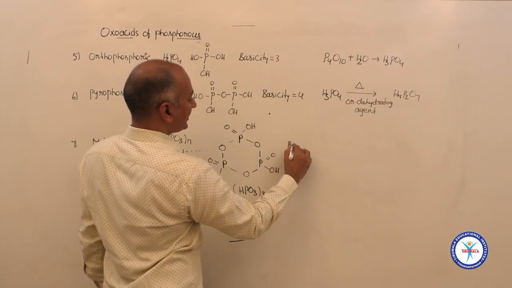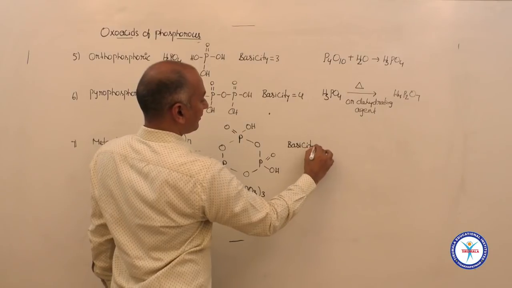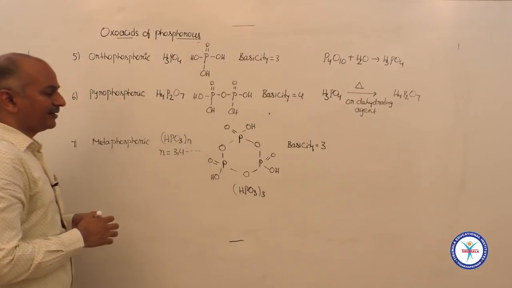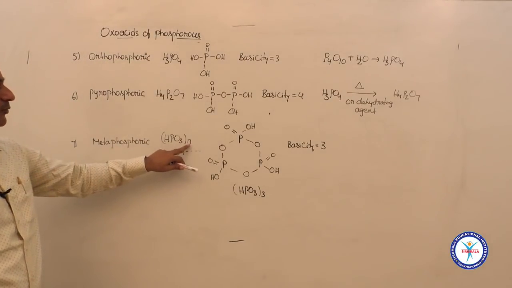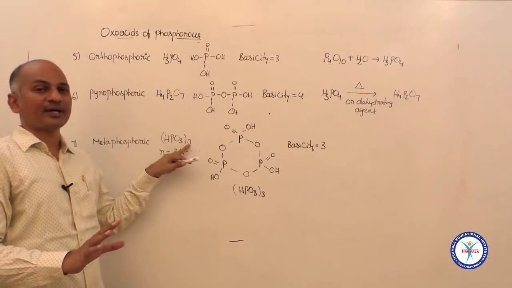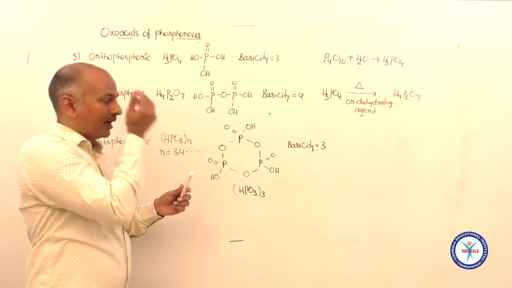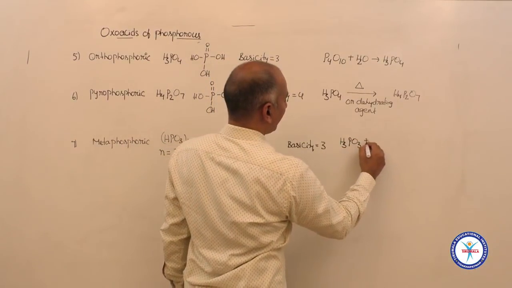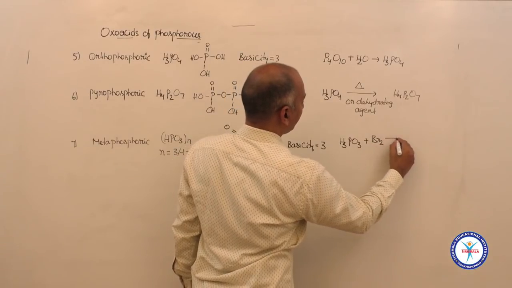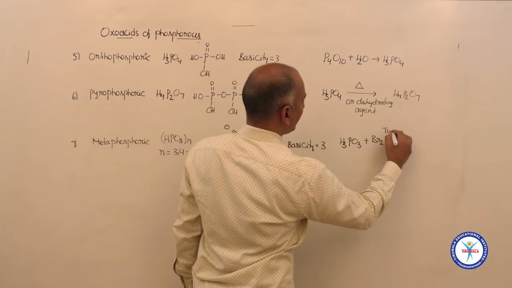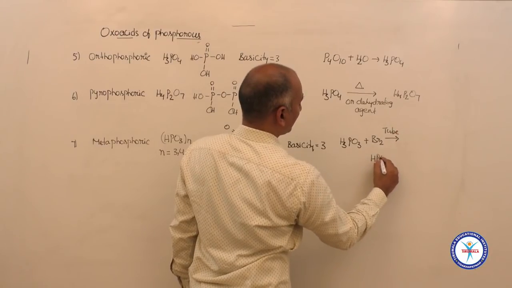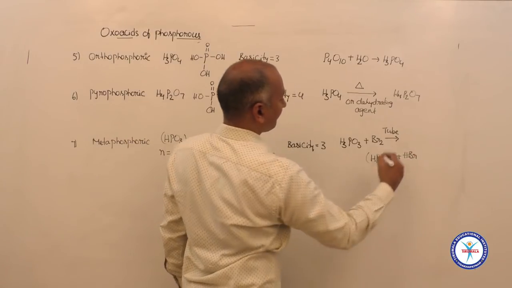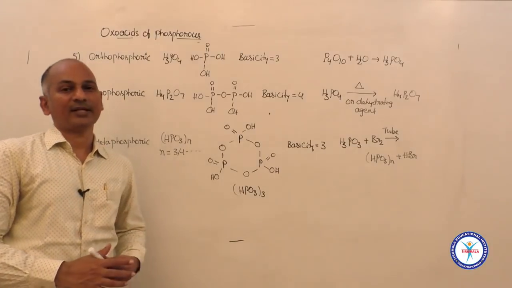And what is the basicity of this acid? That is 1, 2, 3. So you can say in metaphosphoric acid, the basicity is nothing but equal to n, because the number of OH groups is equal to n. So basicity is 3. And you can prepare this acid by taking H3PO3, and you heat this H3PO3 with Br2 in a sealed tube. Then you will get HPO3 taken n times plus HBr. That is how we prepare metaphosphoric acid.